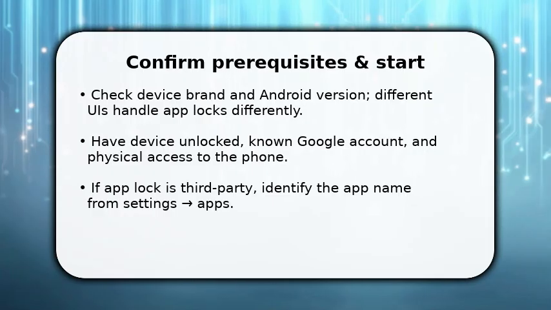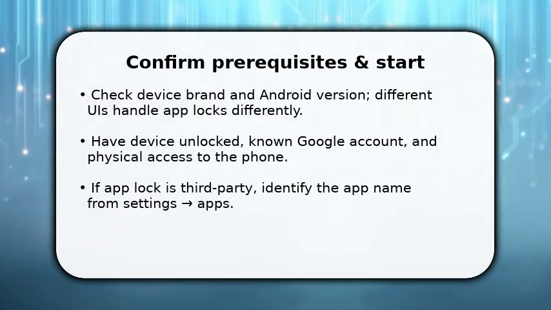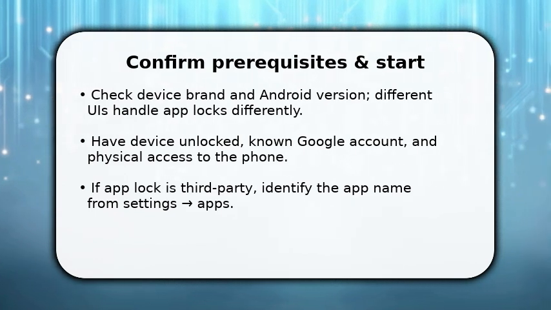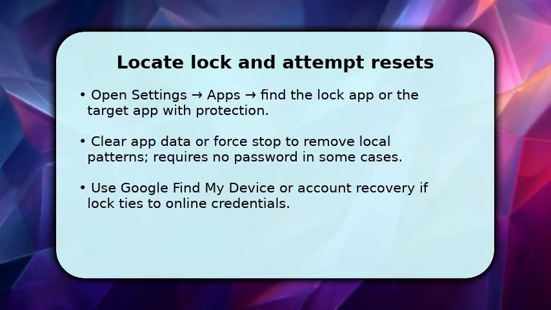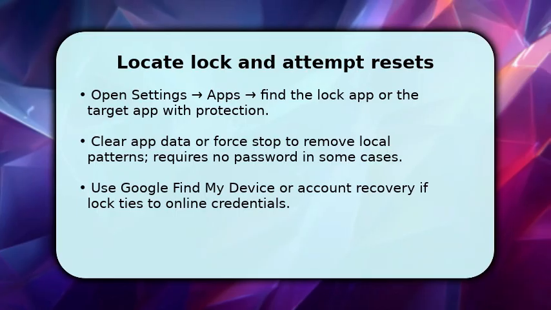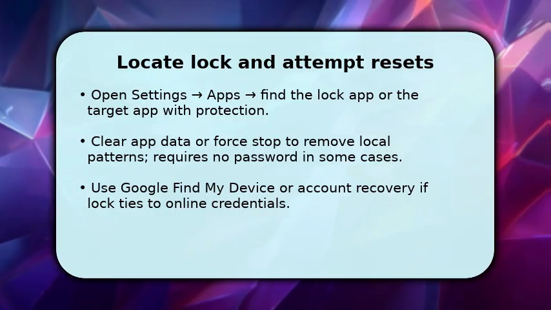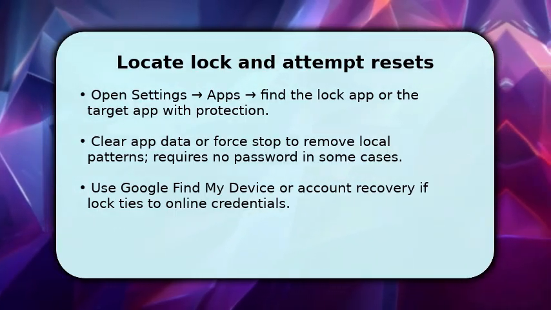Now locate the specific app or app lock entry to begin the recovery or reset process. Next, access the app details page for the lock or the protected app. Try Force Stop and clear data. Clearing app data removes local settings including passwords for many third-party lockers. This restores app defaults without needing the code.